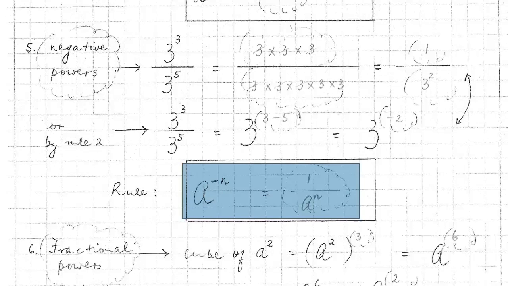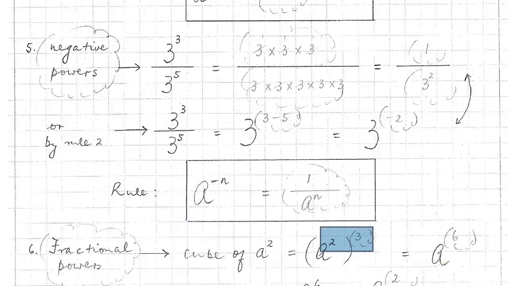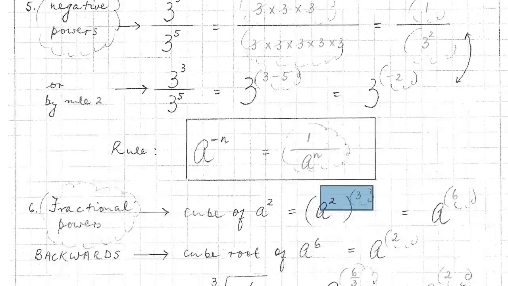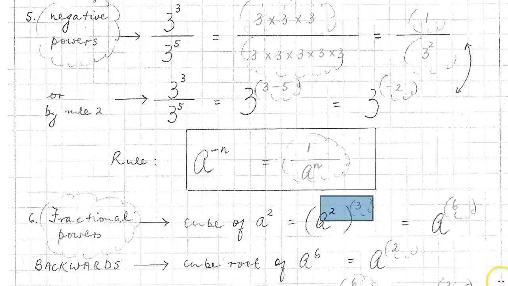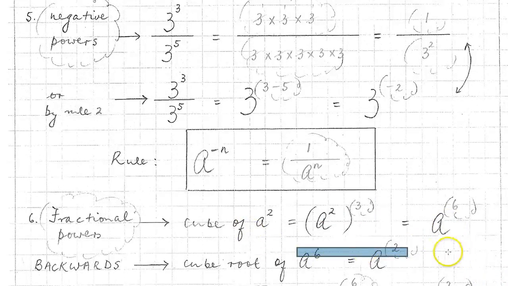Let's see where these come from. Let's start with the cube of a squared. I want you to multiply a squared by itself 3 times. So there we have a squared, a squared all cubed. Now, you know by the rule 3, that's a to the power 6, a squared times a squared times a squared. But if we go backwards, what is the cube root of a to the power 6? The answer is where you started, a squared.